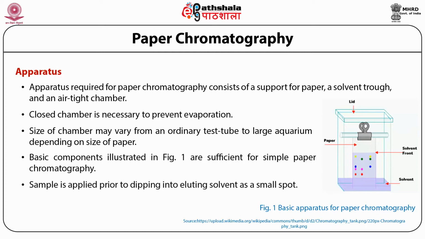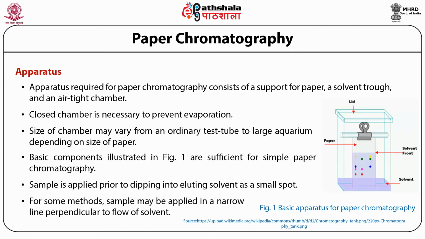The sample is applied prior to dipping into the eluting solvent as a small spot with any device that will transfer a small volume, that is a toothpick, loop of platinum wire, capillary tube, micropipette, etc. For some methods, the sample may be applied in a narrow line perpendicular to the flow of solvent. If the sample is applied as a solution, its solvent should be evaporated before proceeding.